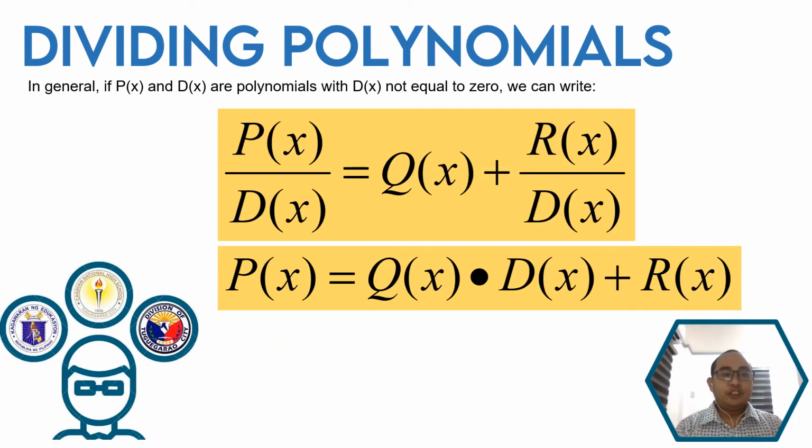In general, therefore, class, if p of x and d of x are polynomials with d of x not equal to 0, then we can write p of x divided by d of x, that is equal to the quotient q of x plus the remainder r of x all over the divisor d of x. Or we can also write it as p of x is equal to q of x times d of x plus r of x.